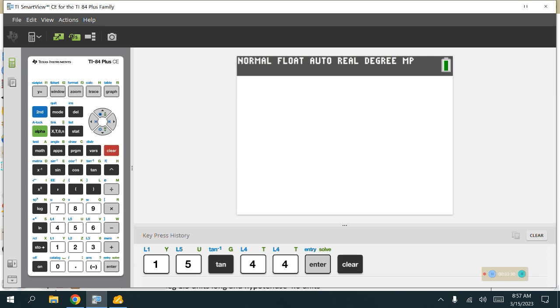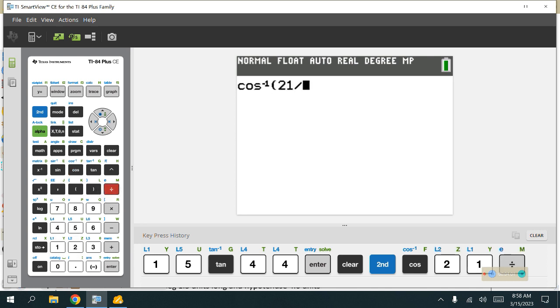Look on your calculator. Where do you see that cosine to the negative 1? It's right above the cosine button, right? And to activate that cosine to the negative 1, as we've done randomly throughout the school year, you need to hit the second button. Got your calculator? Second cosine, and then type in the ratio, 21 over 24.